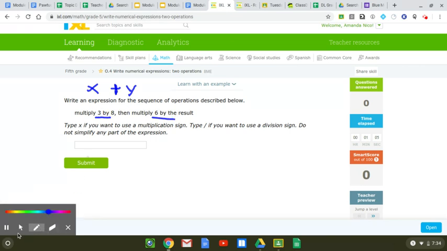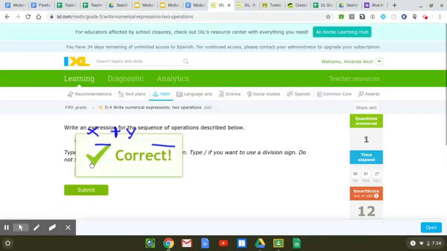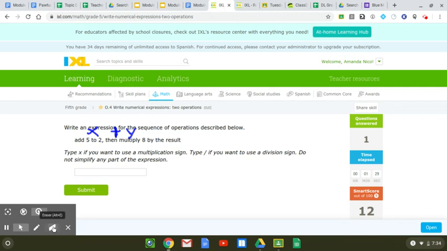So I'm just going to go ahead and type in 3 times 8 times 6. Now, I don't have to put parentheses because according to the order of operations, if I do this from left to right, I would do the 3 times 8 first anyways. So I'm just going to go ahead and click submit. If you want to put parentheses, I'm sure you can, but I just didn't. I didn't want to add to it.